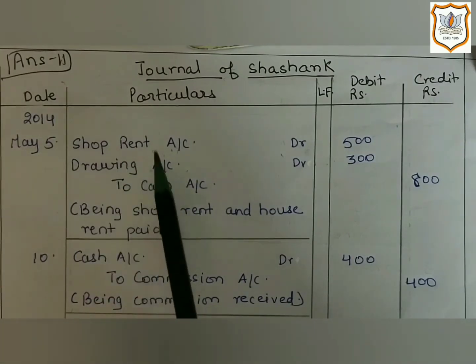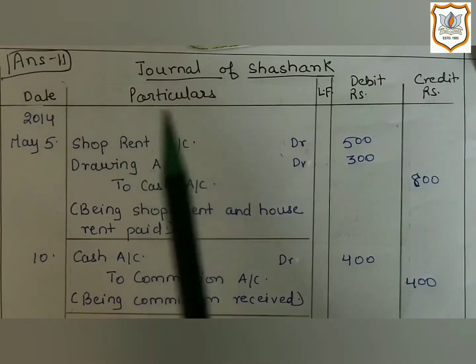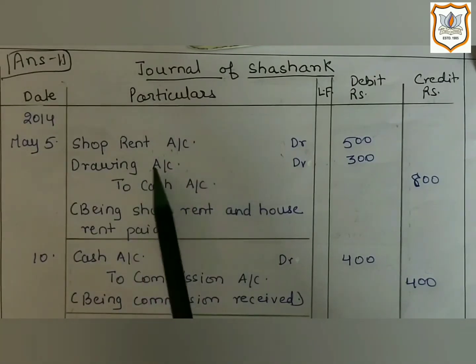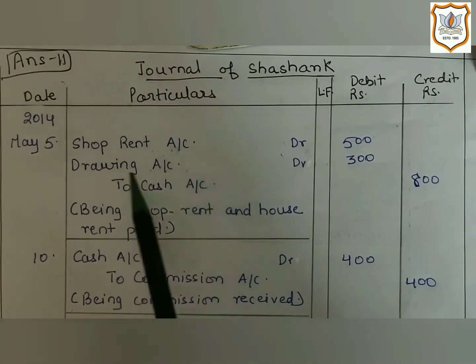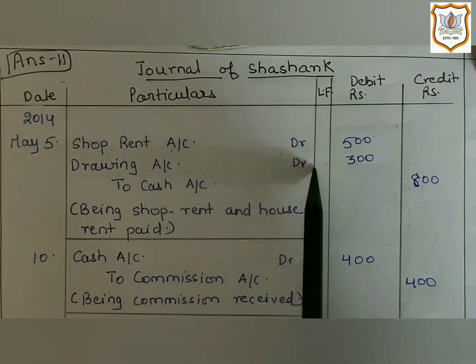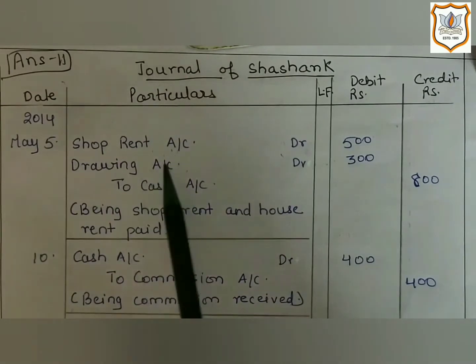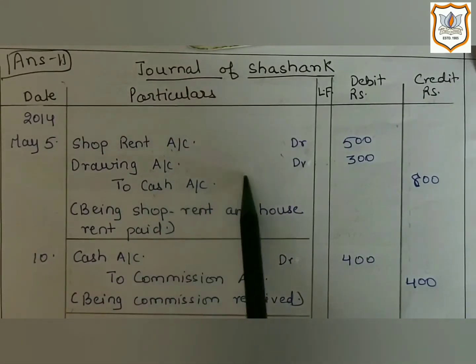Owner is using business fund for his personal expense. So as here owner is the receiver, that's why drawing account will be debited by rupees 300. Then cash account will be credited.